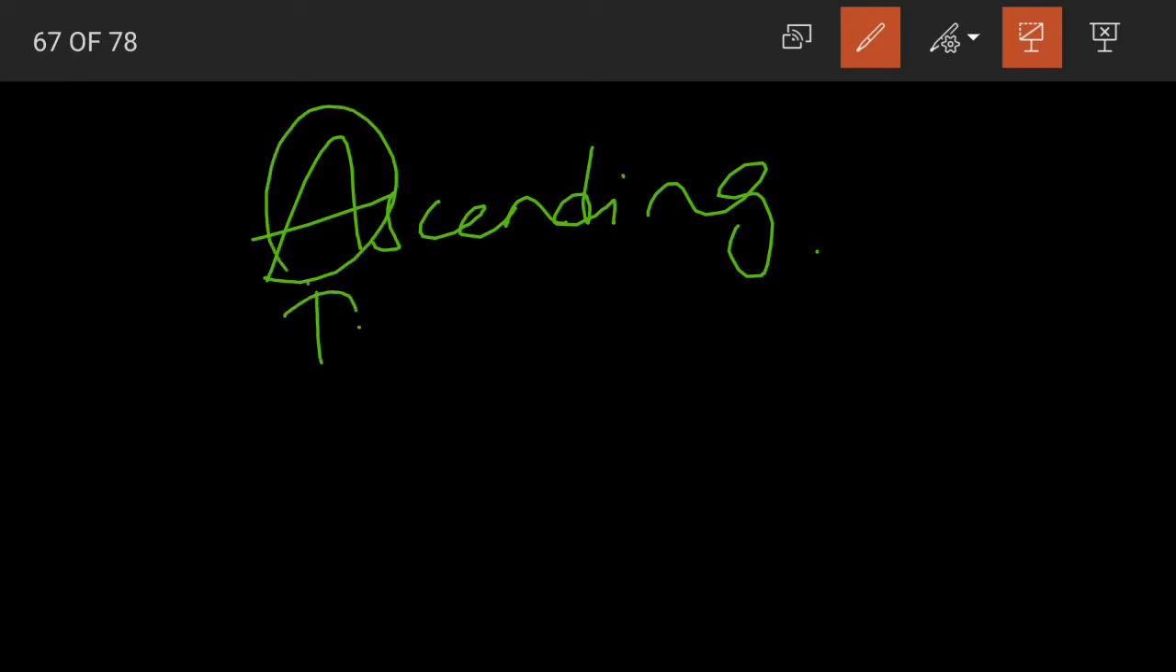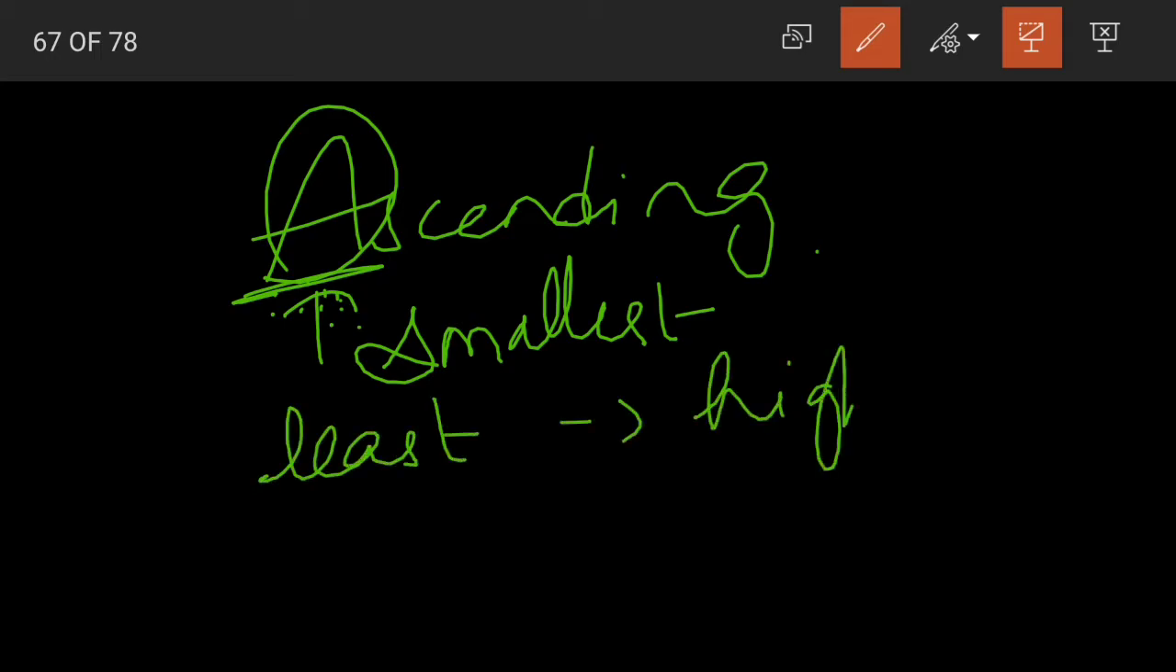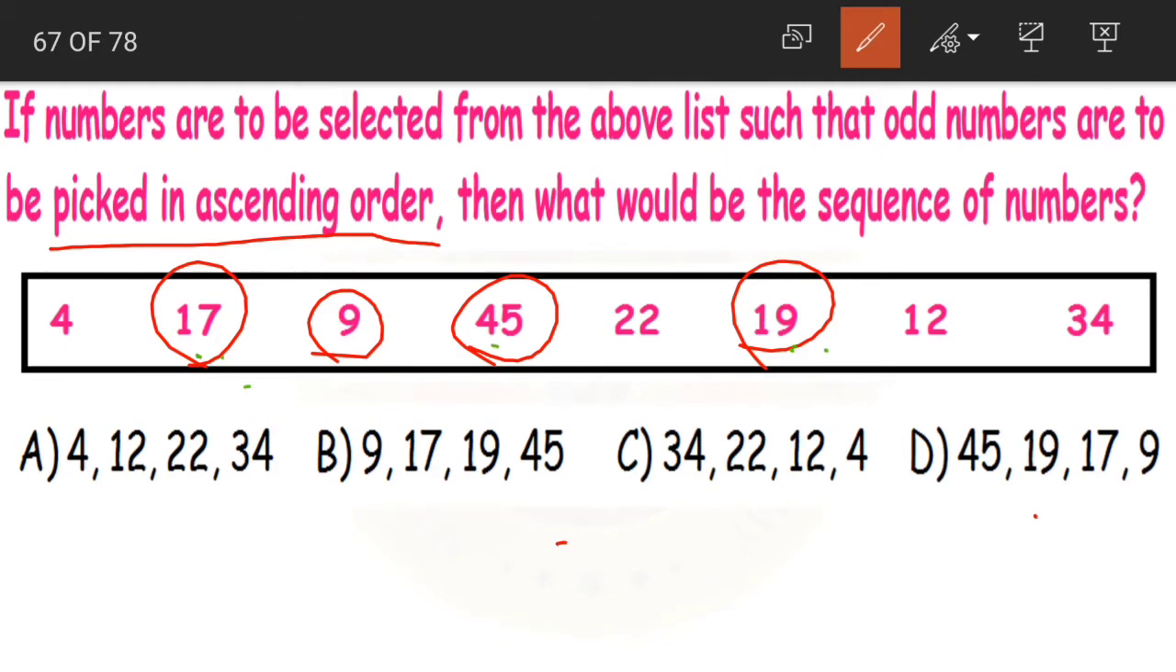Ascending means A is the smallest alphabet. That means all the alphabets start from A. Yes, this is the least alphabet. So in ascending order, we arrange the numbers from least to the highest. Or what did I say? Here we are having S. S means small. So in ascending order, we arrange the numbers from small to big. So here also these numbers are to be arranged from least to the highest.